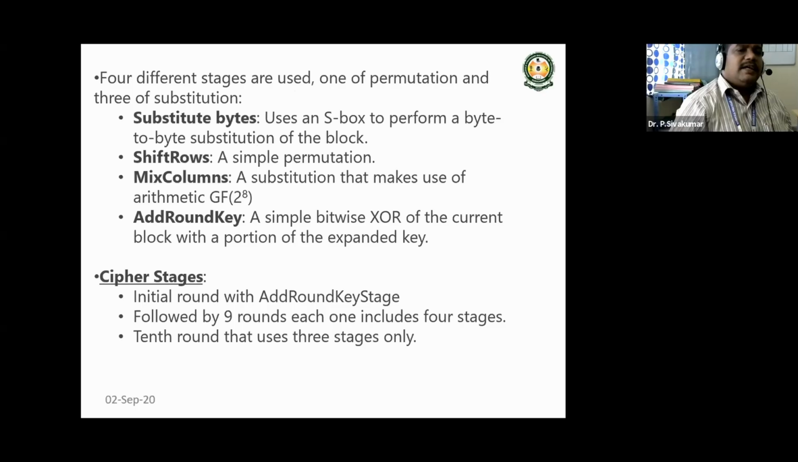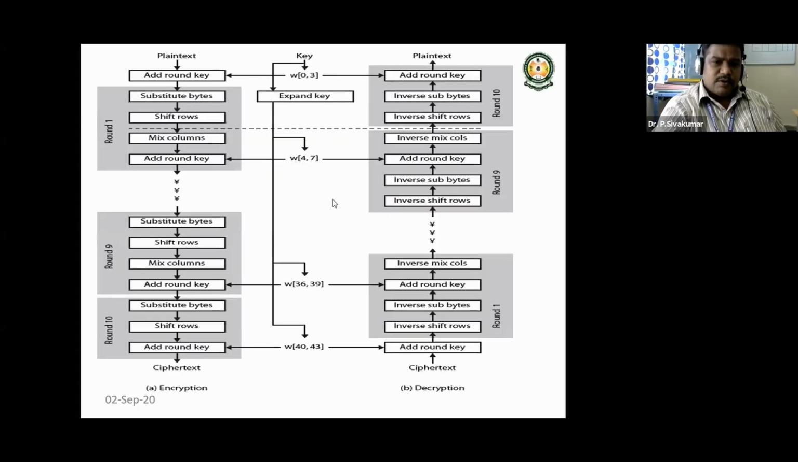What happens in each and every stage, or in each and every round? Normally we use some combination of permutation and substitution operations. As per the AES algorithm, in each single round operation we use one permutation and 3 substitutions. First you can see the diagram, then come to this particular part. This is the overall structure of the AES algorithm.